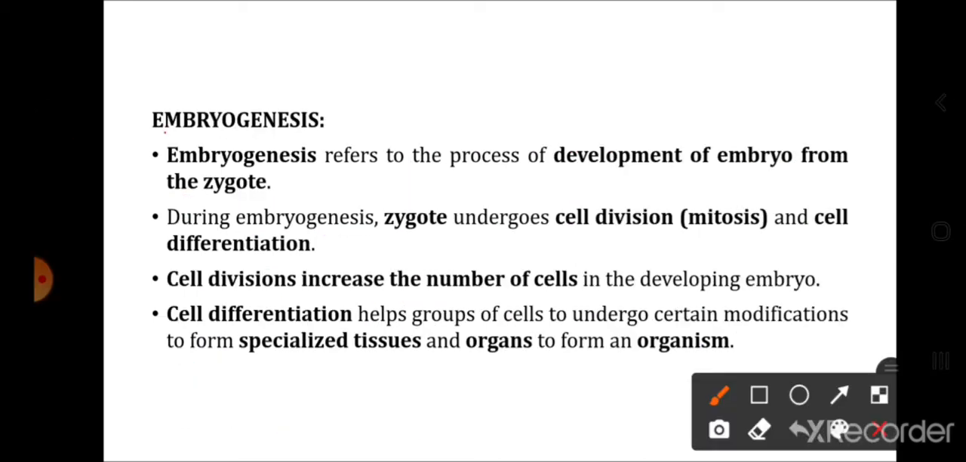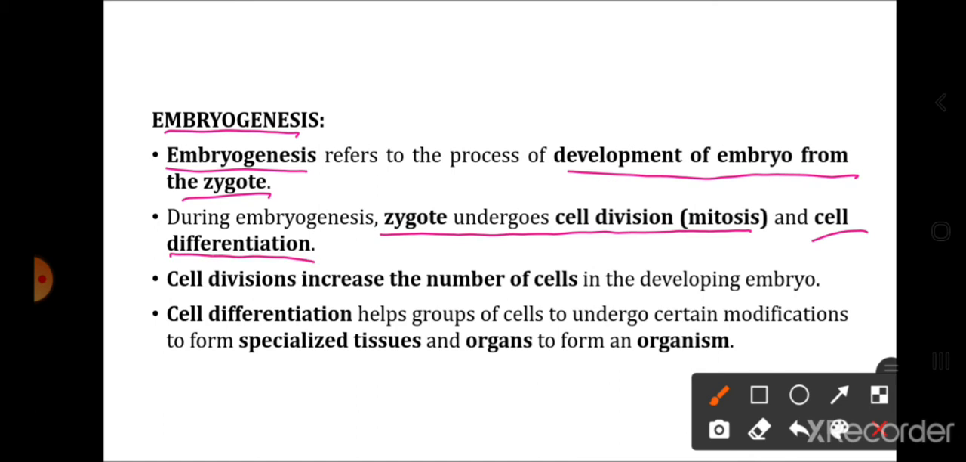Now, the next process is embryogenesis. Embryogenesis refers to the process of development of the embryo from the zygote. Genesis is formation, and that process of formation of the embryo is called embryogenesis. Now, two important things occur during embryogenesis. The zygote undergoes cell division, mainly mitosis. In the haplontic organism, it will be meiosis. Otherwise, in most organisms, the zygote undergoes cell division, that is mitotic division, and cell differentiation.